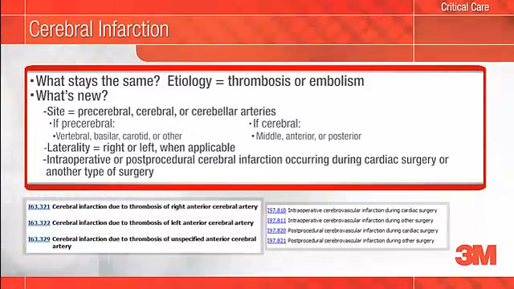For example, you see here the codes for cerebral infarction due to thrombosis of the anterior cerebral artery. Keep in mind, coders can't get the details of the etiology, site, or laterality from ancillary services reports, such as radiology, since coding must be based on what you document. So be sure to include these details in your notes.